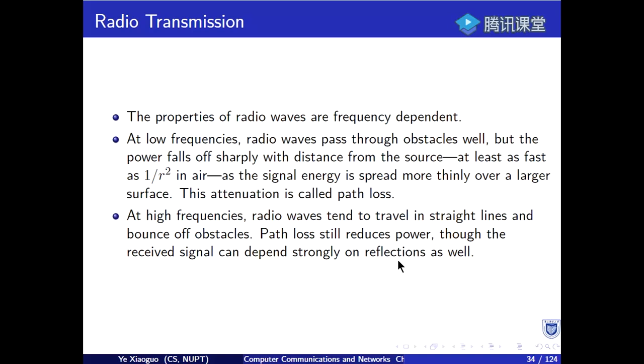The properties of the radio waves are frequency dependent. At low frequencies, radio waves pass through obstacles well, but the power falls off sharply with distance from the source, at least as fast as 1 divided by r squared in air, as the signal energy is spread more thinly over a larger surface. This attenuation is called the path loss. At higher frequencies, radio waves tend to travel in straight lines and bounce off obstacles. Path loss still reduces power, though the received signal can depend strongly on reflections as well.